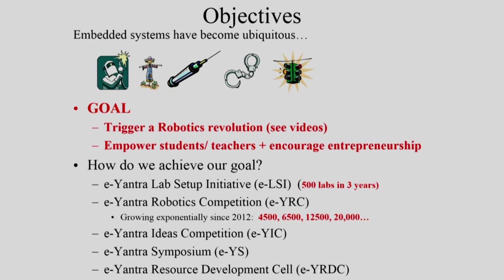We do that through a number of initiatives, like the eYantra Lab Setup Initiative, which is targeted at setting up 500 labs in the next 3 years. We have done 104 in 2014, and we have just about 400 to do yet in the next 2 years. The robotics competition, where we take a real world problem, we model it as a game with a rule book, and we invite students to solve the problem using a robot that we give them.